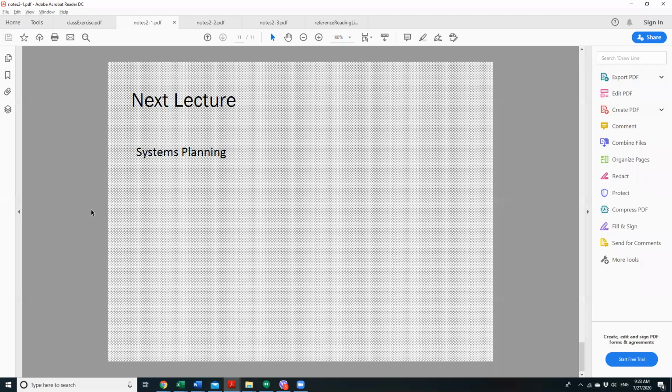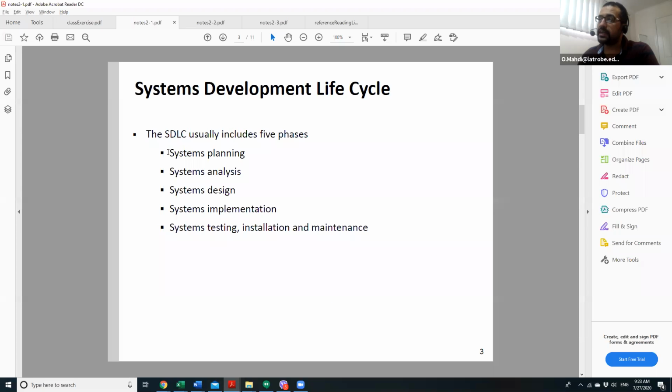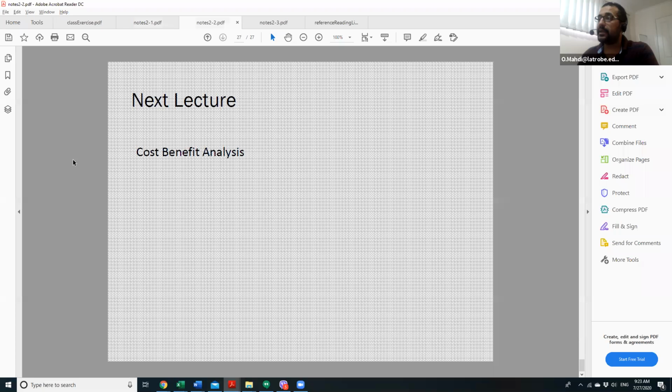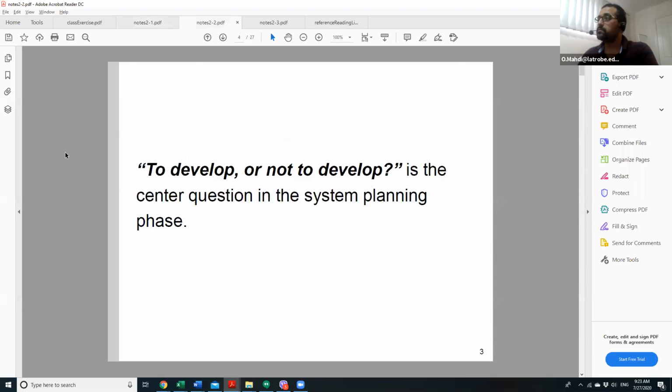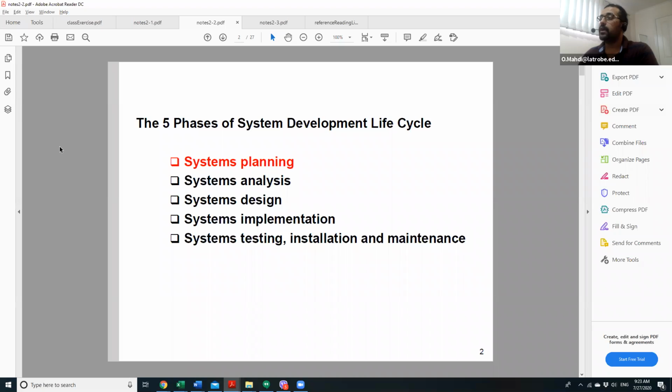All right. What we did now was talk briefly about each phase of the system development life cycle. So what we're going to do now, starting as of this week, is talk deeply about system planning. All right. System planning.